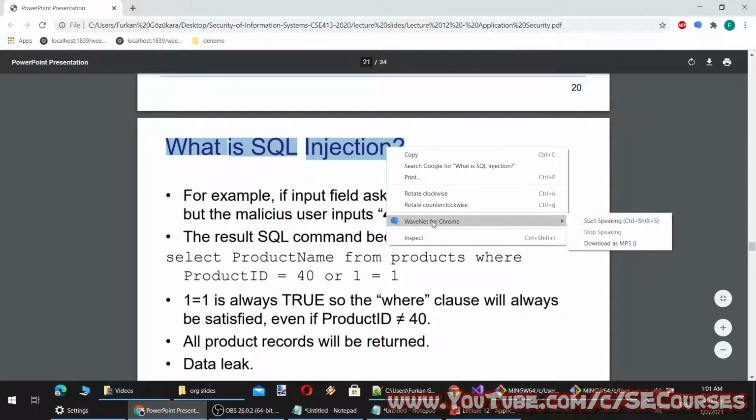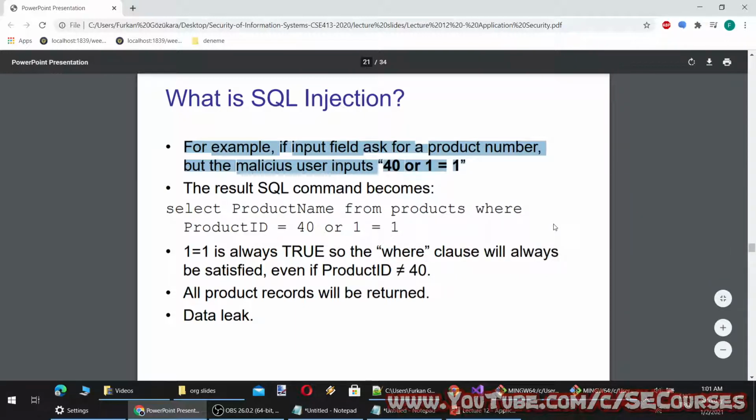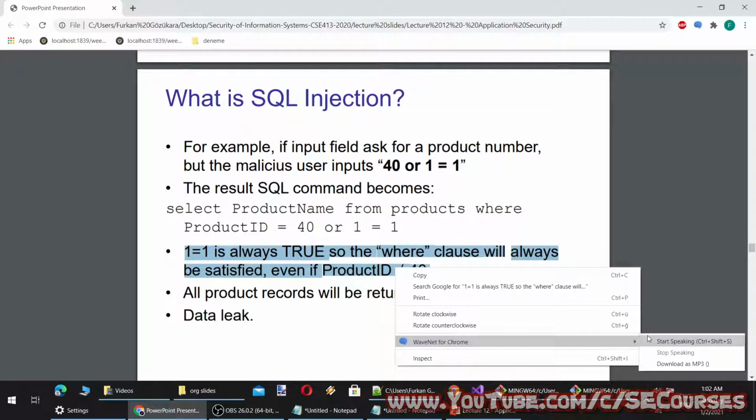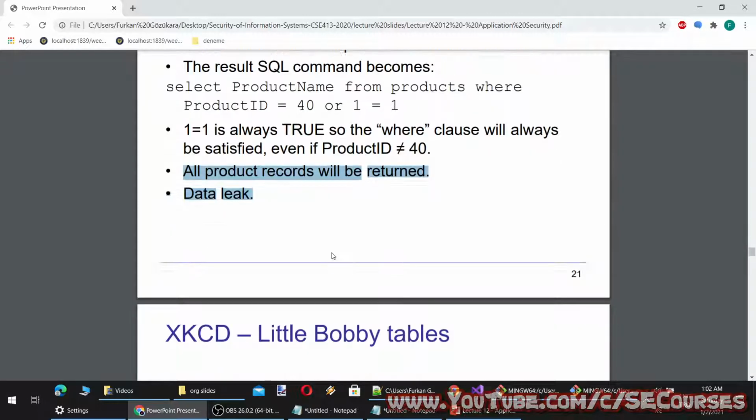So what is SQL injection? For example, if an input field asks for a product number, but the malicious user inputs 40 or 1 equals 1. The resulting SQL command becomes: select product name from products where product ID equals 40 or 1 equals 1. 1 equals 1 is always true, so the where clause will always be satisfied, even if product ID does not equal 40. All product records will be returned.